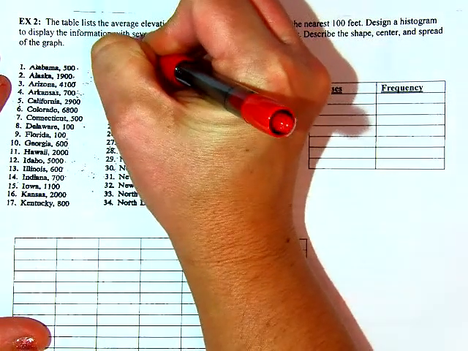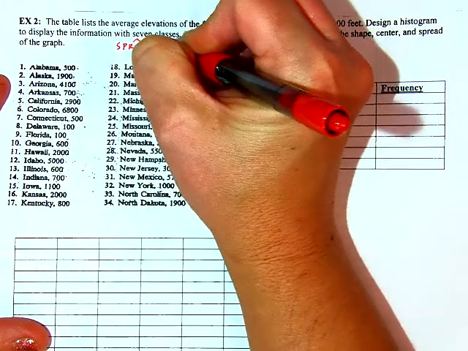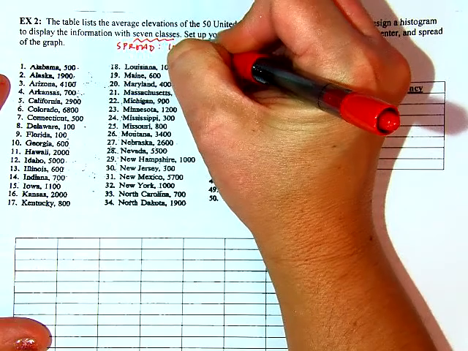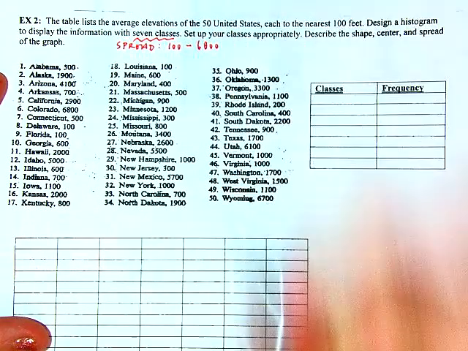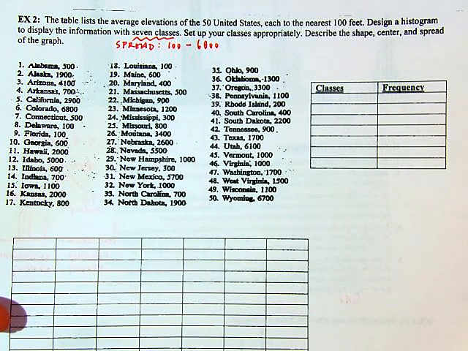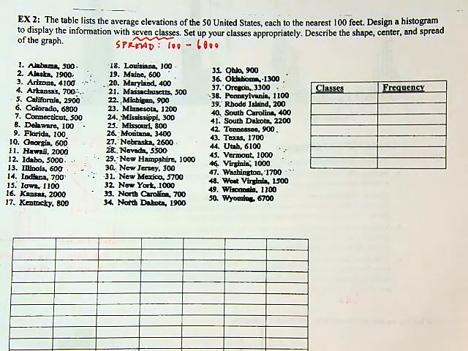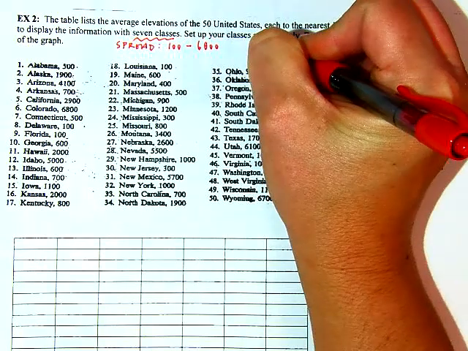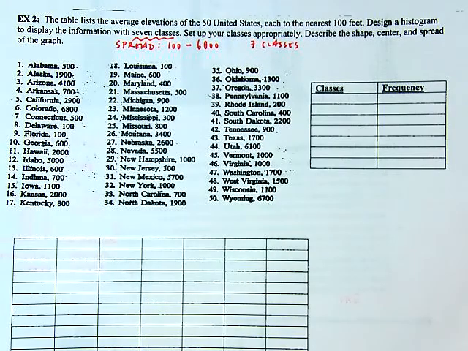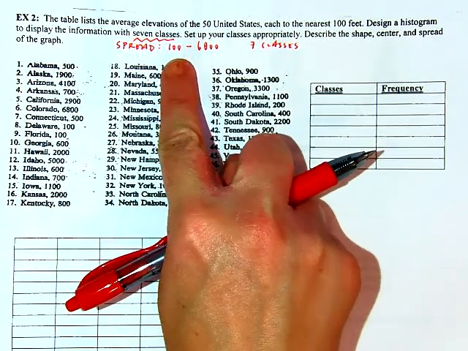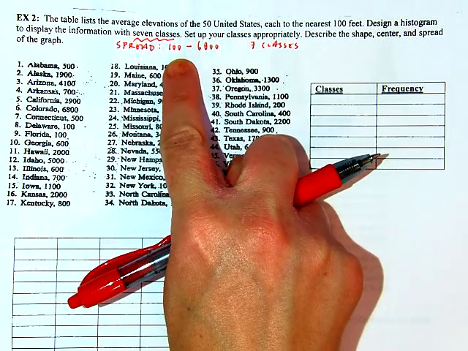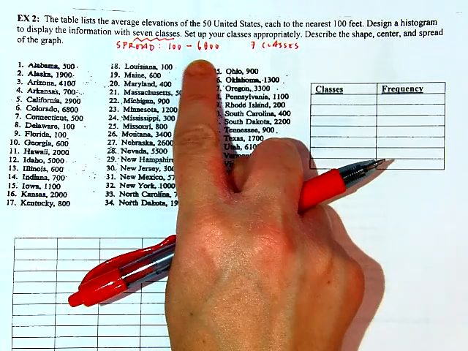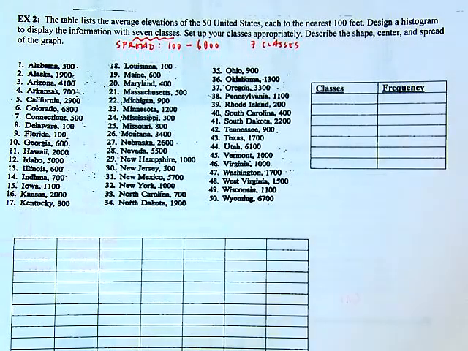So your spread, your low value is 100, and your high value is 6,800. Low to high. Lowest elevation, highest elevation. Then I want this to fit into 7 classes. Let me just remind you, 7 classes. When I look at the difference between these numbers, if I took 6,800 and subtracted 100, I would have 6,700. Well, that number is not cleanly divisible by 7.